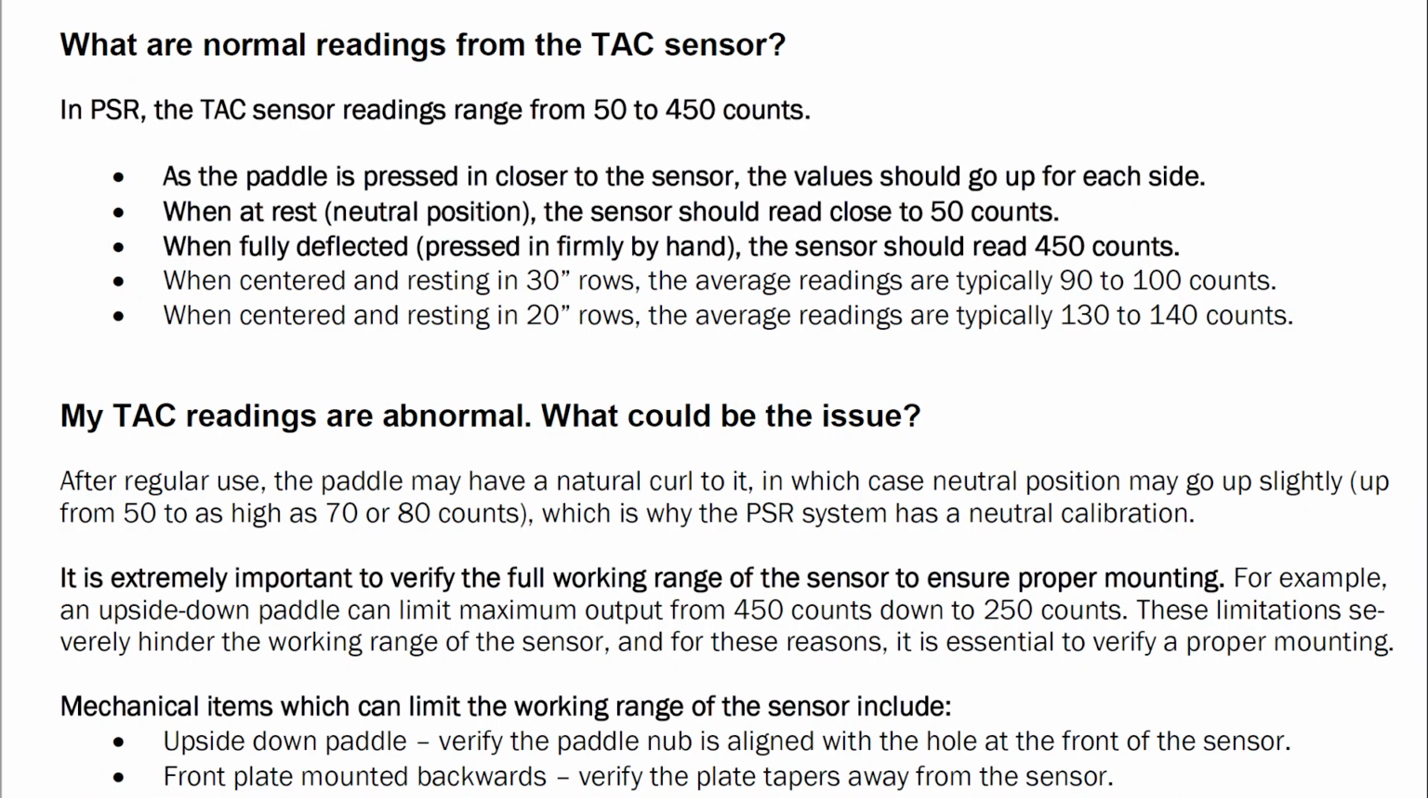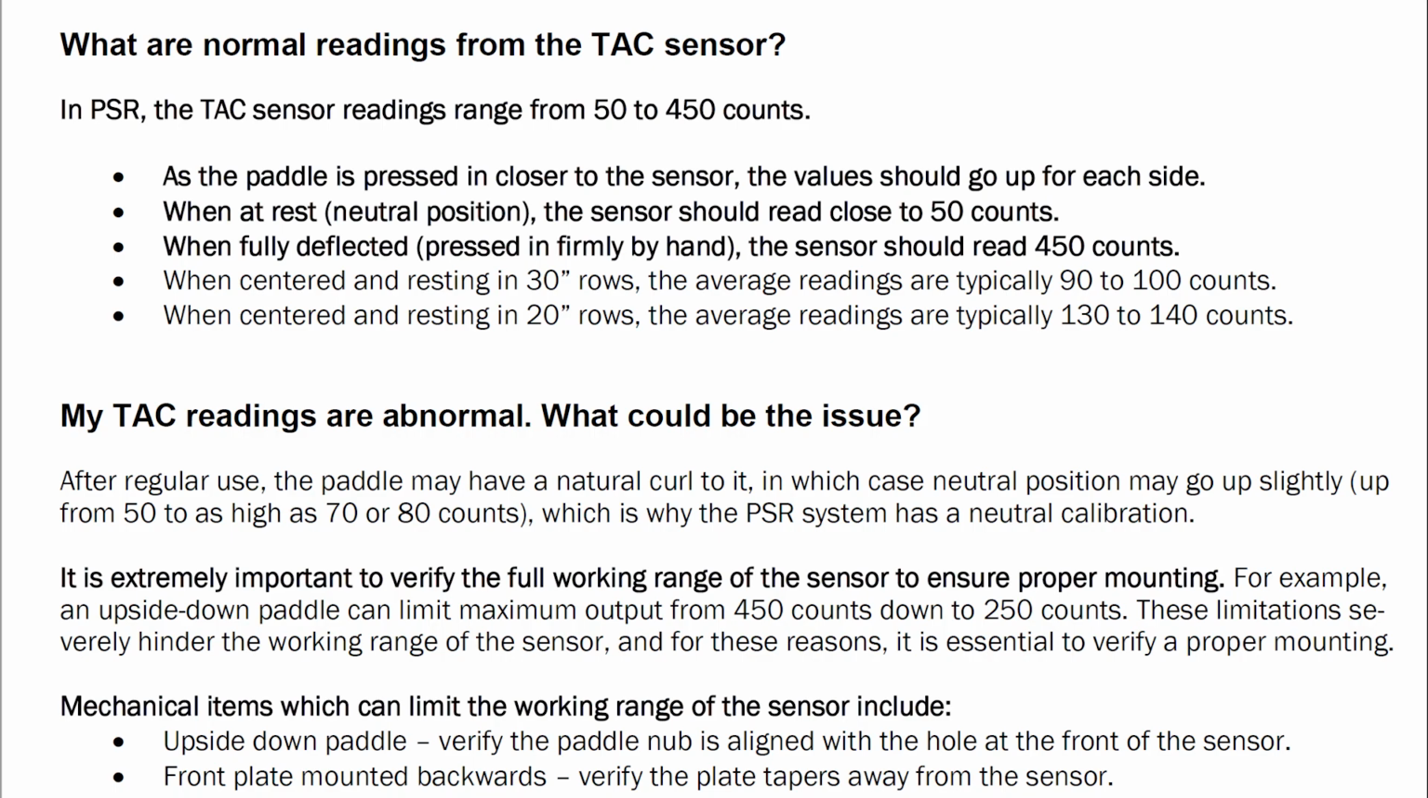And then it does touch a little bit more on what normal reading ranges would be. So if you're in a 20-inch row spacing in the center of the row, you're going to see readings around 130, 140 counts. As you get closer to one side or the other, that value will go up, and the side that's further away from the crop, that value would go down.